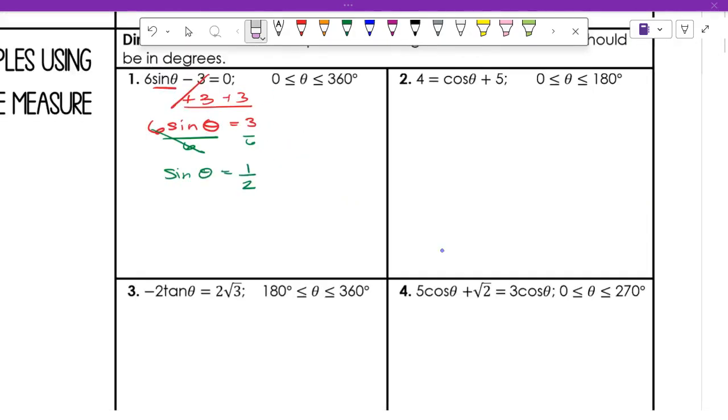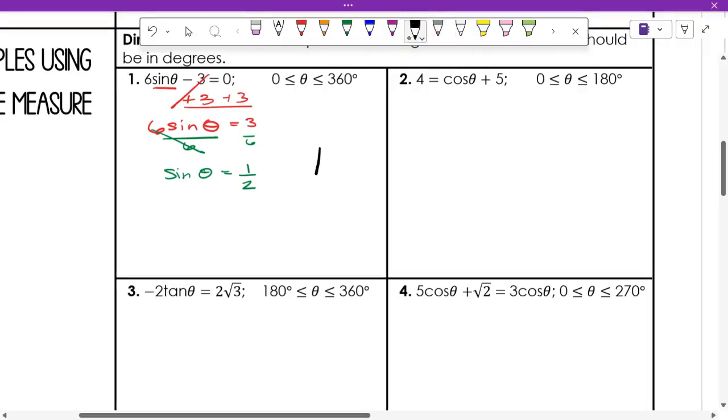So let's think about that. Sine is your y coordinate, and so it's got to be a positive 1/2. A positive y coordinate means I'm going to be in both quadrant 1 and quadrant 2. So what I've got to consider is right here in the first quadrant, when sine is equal to 1/2, is at 30 degrees. So I have theta is equal to 30 degrees.